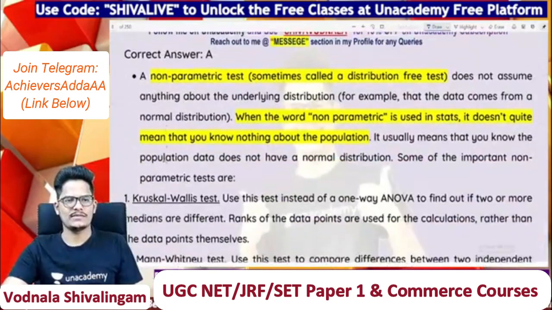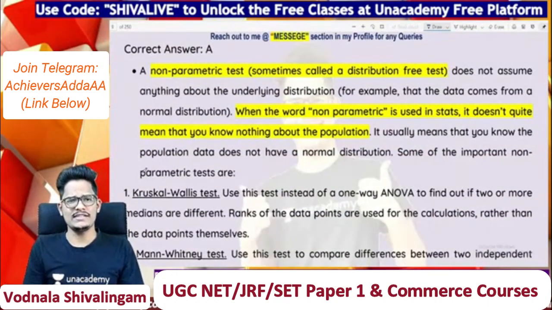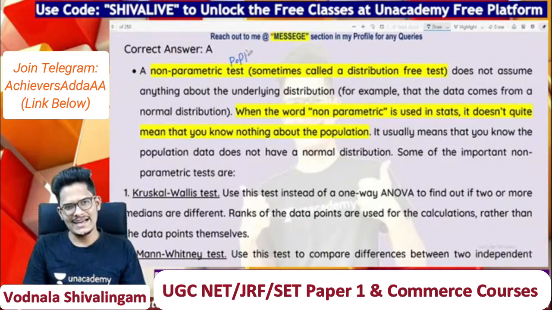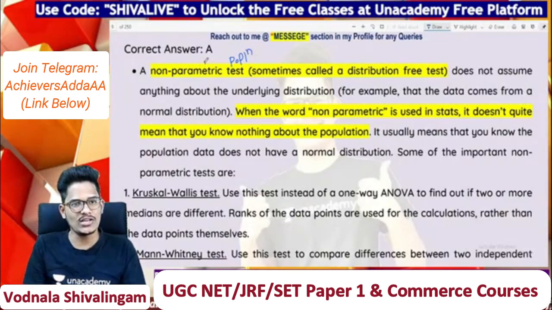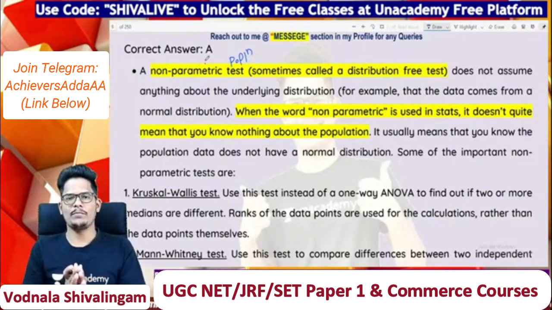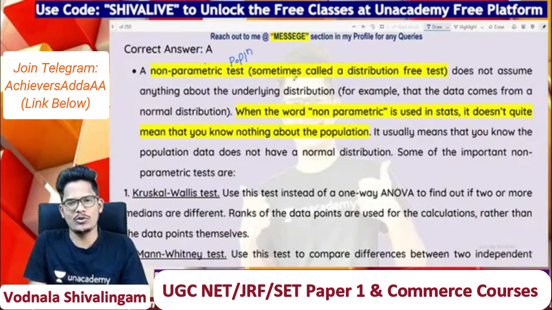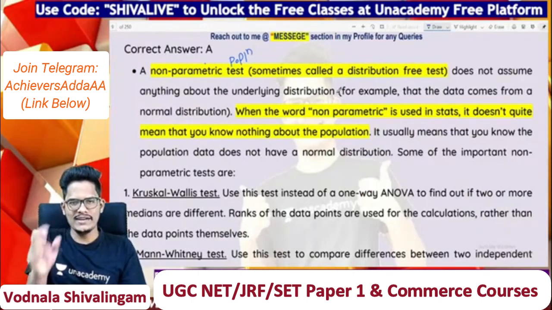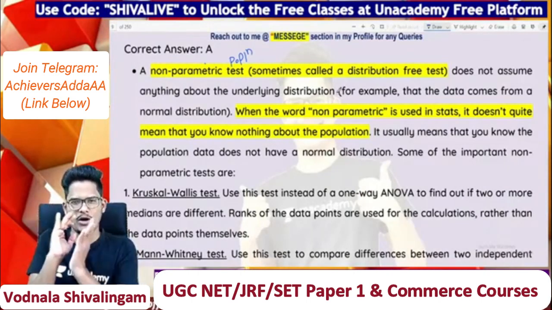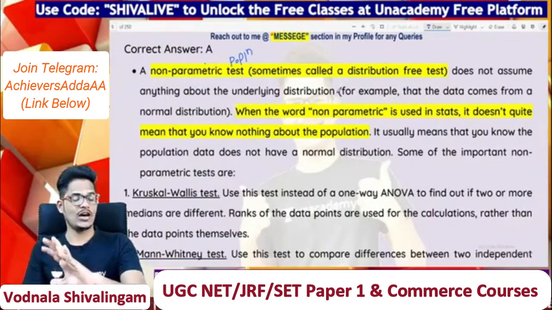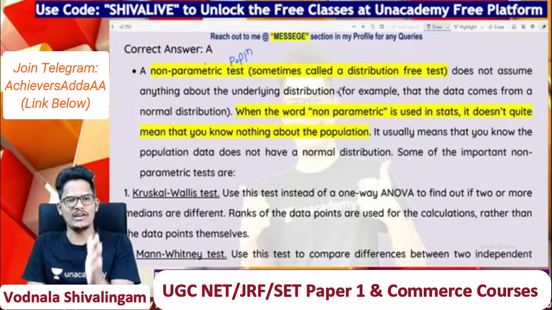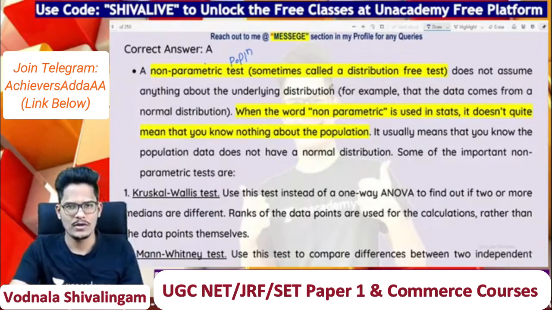What is a parametric test? In the parametric test, it will concern more about the population. So it will take the entire population into consideration to conduct a hypothesis test. And non-parametric testing is nothing but it only considers a sample or a set of the population. A set of the population only will be considered by the non-parametric test, and the parametric test will be considering the whole population, right?